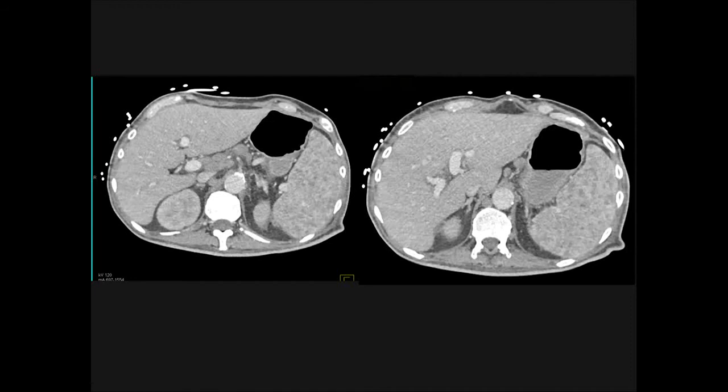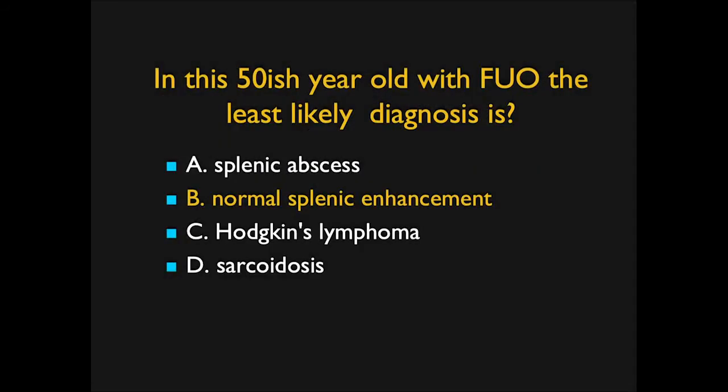And of course splenic abscess is a possibility, right? Usually the more discrete, if you immunosuppress, multiple lesions can be splenic abscesses, and I would say splenic abscesses is pretty unlikely. But the least likely answer, of course, is normal splenic enhancement. This is definitely abnormal, and this indeed was Hodgkin's disease.